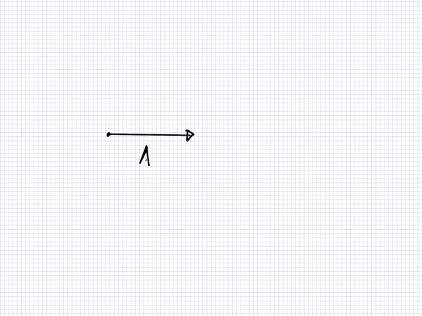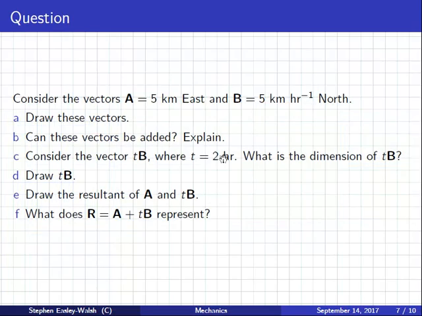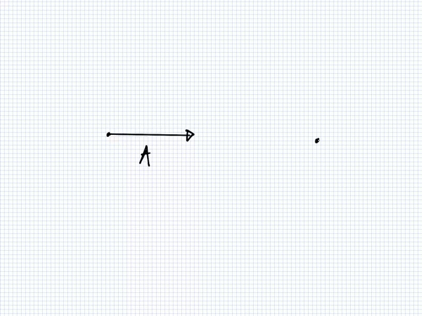So this is A. And then let me draw B, 5 kilometers per hour north. So this is B. So that's the first part. That's okay, yeah? Right. Next part. That's part A. Part B.